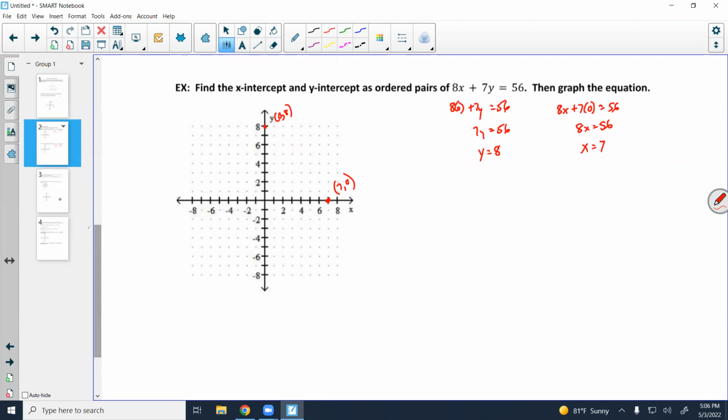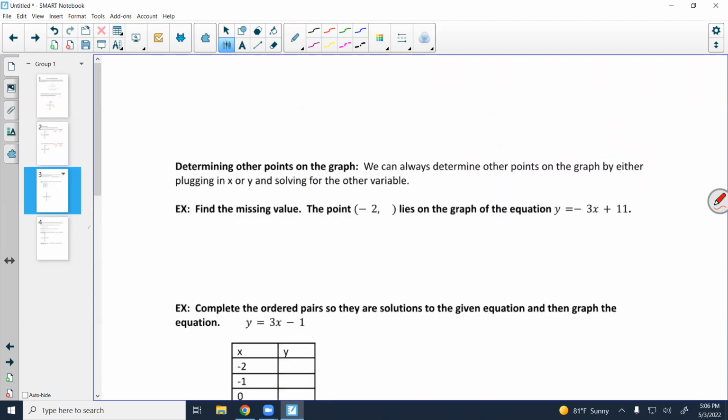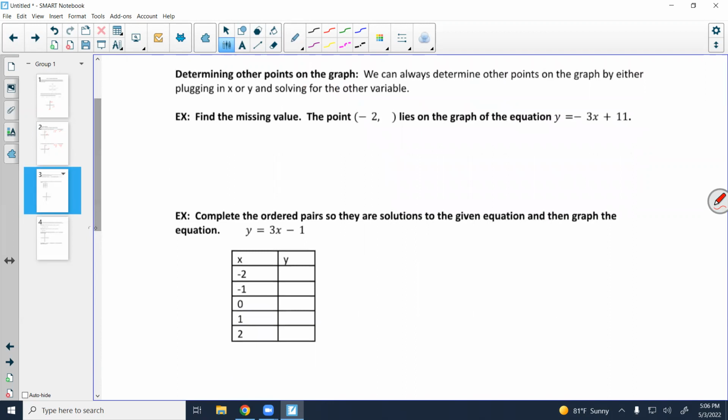Now what we're looking at here is linear equations. So another method we can use is to determine some other points. Always determine other points on the graph by either plugging in x or y and solving for the other. Find the missing point (-2, ?) that lies on the graph of y equals -3x plus 11. So what that means is let x equal -2 and find what y is. Well, -3 times -2 is 6, plus 11 gives me 17. So that point on that graph is (-2, 17).